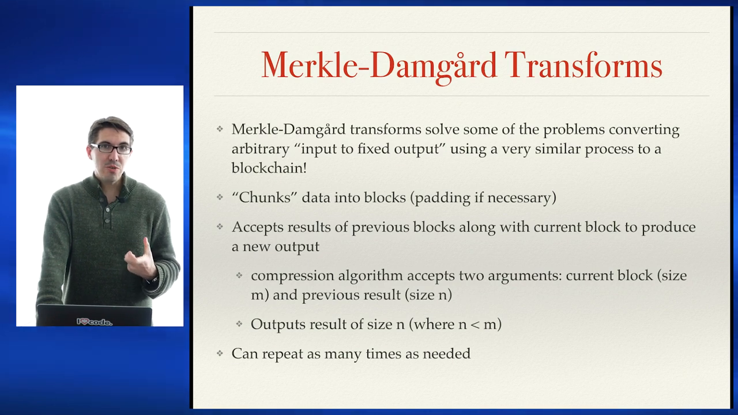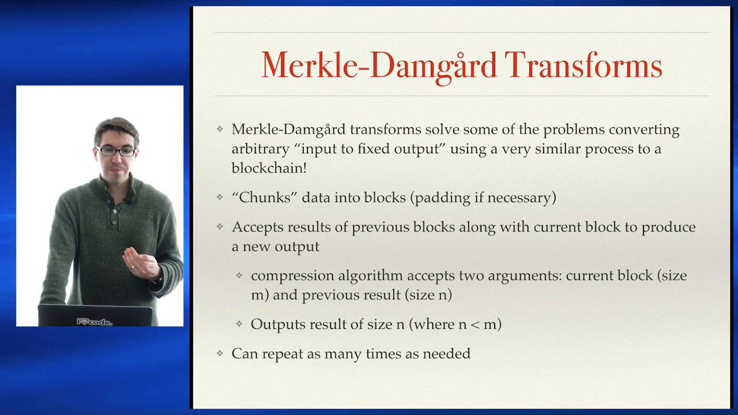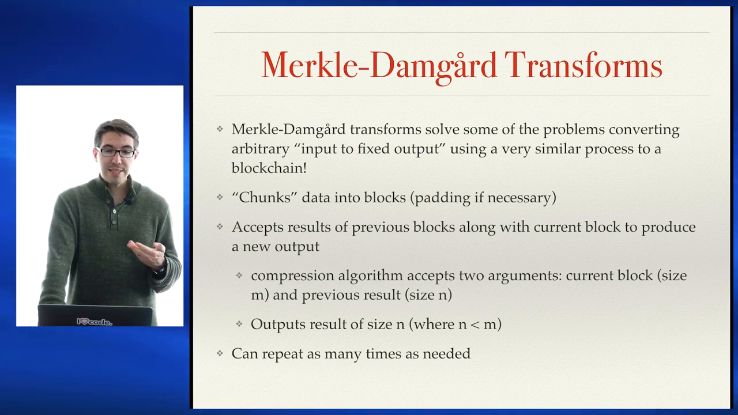So what we're going to do is have a compression algorithm which takes 2 arguments: the current block, which is of size m, which remember is a constant, because we made sure that our blocks are all of the same size, and the previous result of size n. So both of the inputs coming in to our compression function are going to be of a fixed number of bits. The output is also going to be a fixed size n. Remember, we accepted the previous result and passed it into this new one.